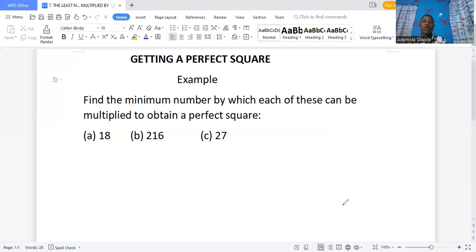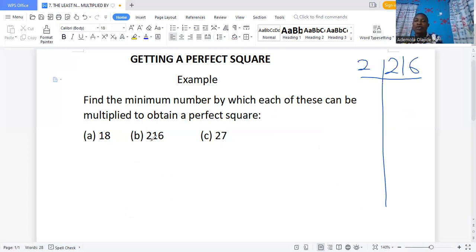Let us look at the second one. The second one is 216. Let's break it as usual. We have 216. 2 can go because this is an even number. 2 in 216. 2 in 2, 1. 2 cannot go in this one. We write 0. So 2 in 16, 8.